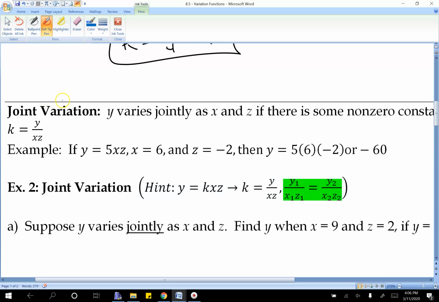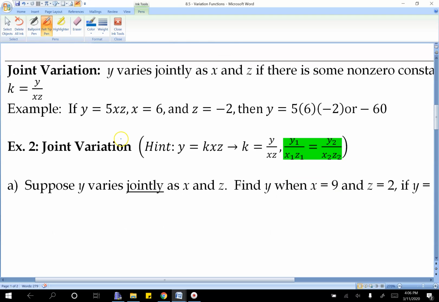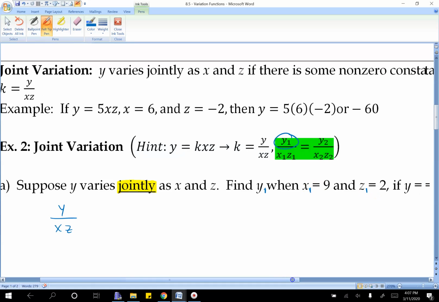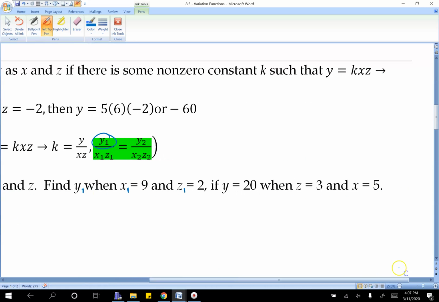So it says, suppose y varies jointly as x and z. So right away when you see this, you got to look for the word here, jointly. So right away I'm going to write k equals y over x times z, like that. It says jointly, right? And it says find y, so the y1 we don't know. That's the one we're trying to find. And they give us an x1, they give us a z1, and see what else they give us.